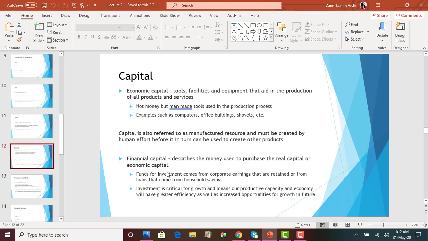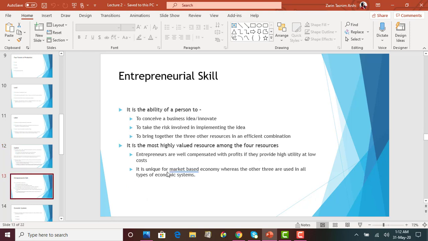purchase real estate. Finally, the last but the most important factor of production is called entrepreneurial skill. When a person meets three criteria, only then will that person be classified as an entrepreneur. The first criterion is that the person must be able to come up with or conceive a business idea, or innovate. Let's say I have an idea to produce a t-shirt. I must be able to come up with that business idea or innovate.